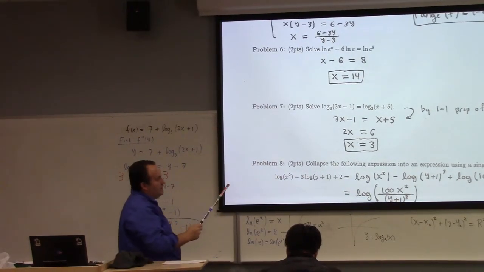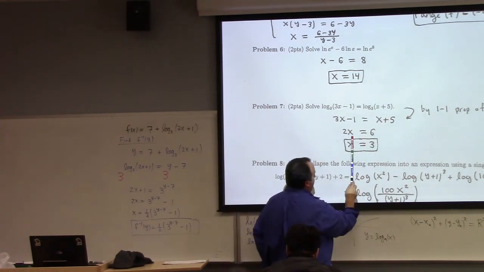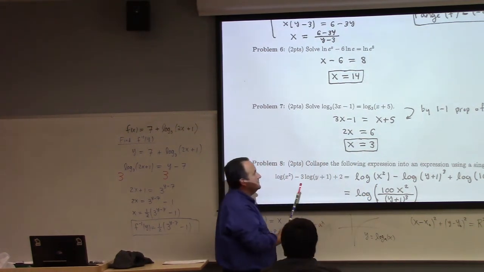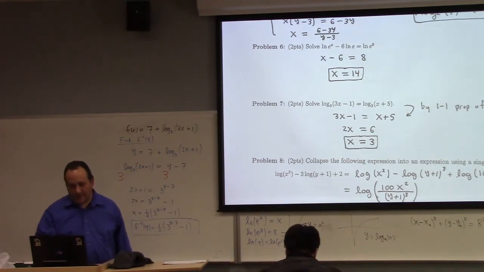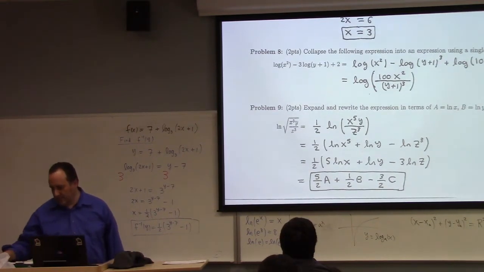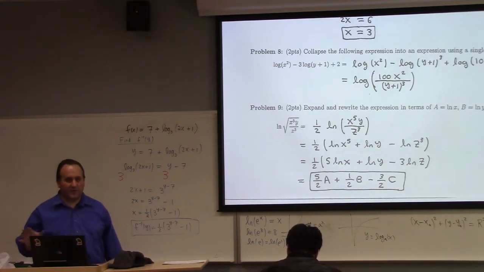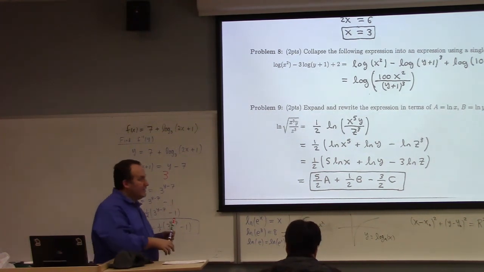The next one, we can use the one-to-one property of log base 3 to get this, then isolate x and solve to get 3. So for problems 8 and 9, a lot of people have partial progress here. There's hope, but you guys are just not quite solid yet on everything.